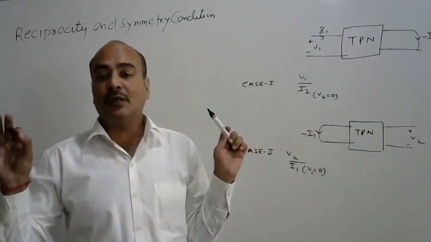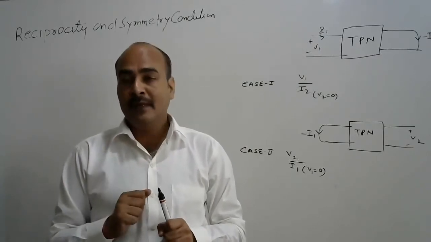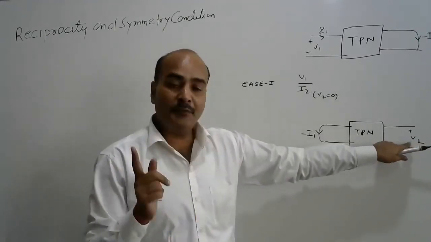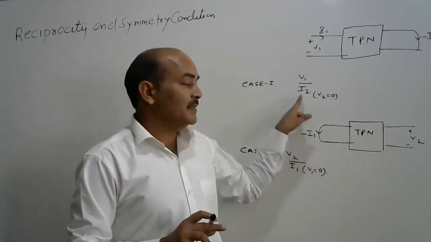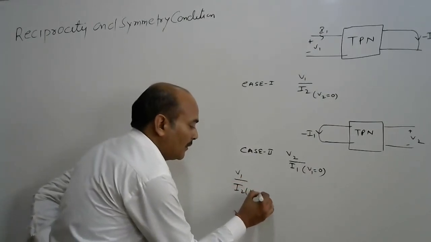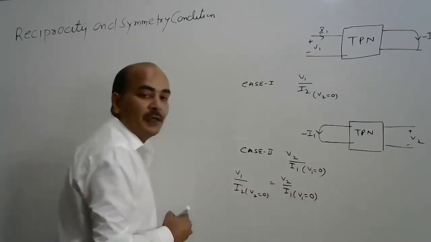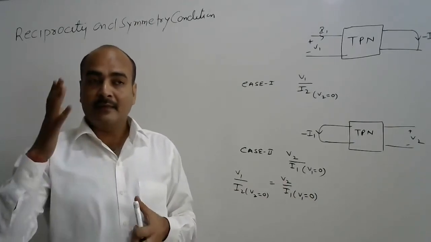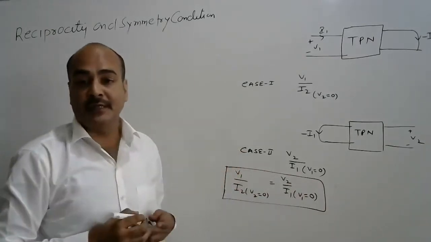So what does the reciprocity theorem state? The theorem states that if you apply a voltage at the input terminal and calculate the short circuit current at the output terminal, and in the second case apply a voltage at the output and calculate the short circuit current at the input port, and if this ratio remains constant, that is, V1 by I2 with V2 equal to 0 equals V2 by I1 with V1 equal to 0, then the network is said to be a reciprocal network, and this condition is known as the condition of reciprocity. Point is clear?